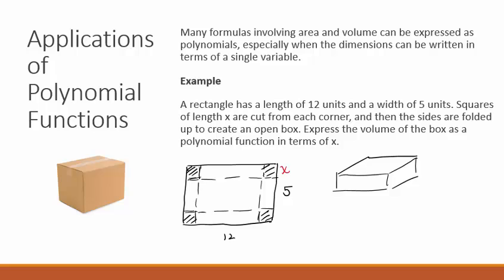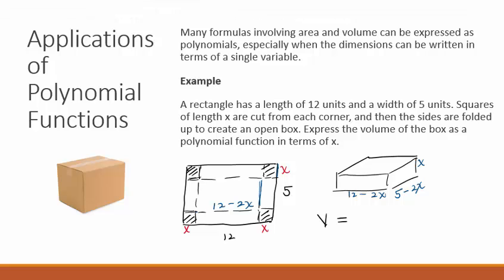And if you recognize, if we're cutting out little squares that have length x from each of the corners, then this middle region is going to have a length of 12 minus 2x. And therefore, this region is going to have a width of 5 minus 2x. And the height of the box is really the length of the side of the square cut from the corner, which is just x.